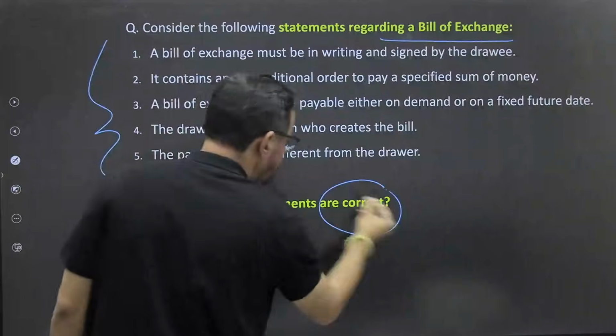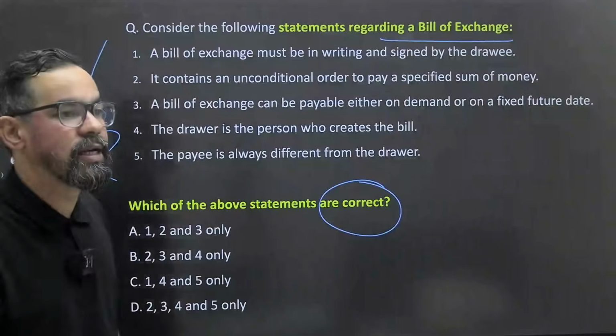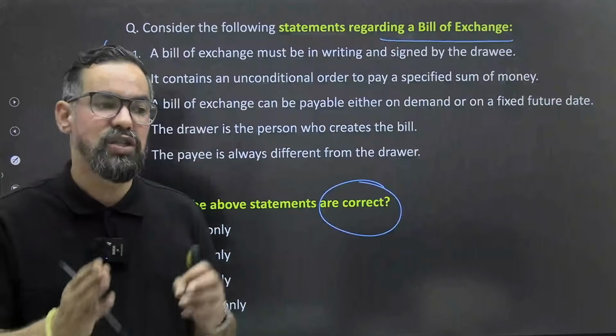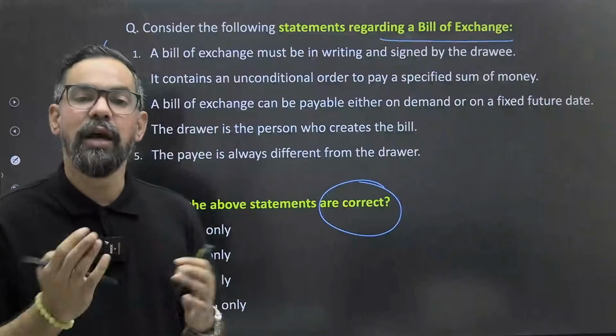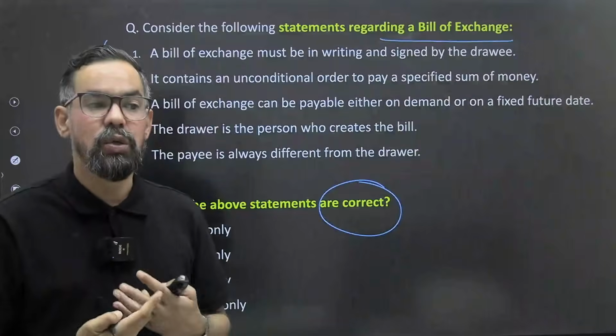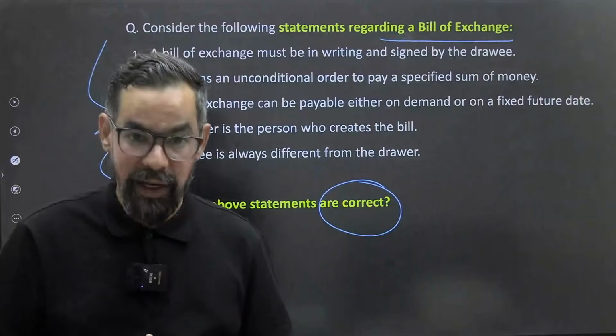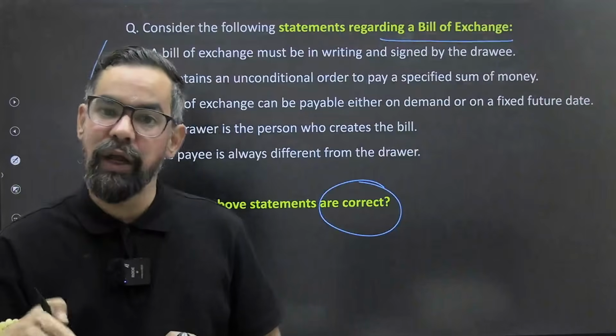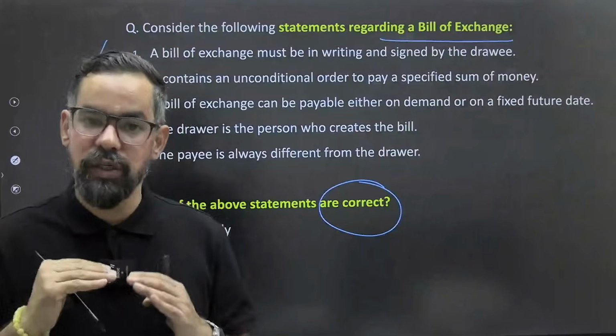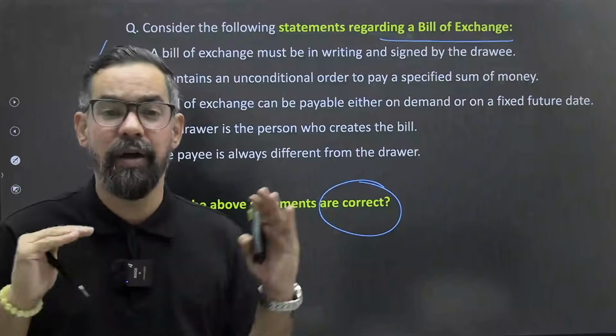Very simple question. Bill of exchange, promissory note and a check are generally negotiable instruments. They are governed by the Negotiable Instruments Act 1881. Bill of exchange is defined under section 5, promissory note under section 4, and check under section 6.